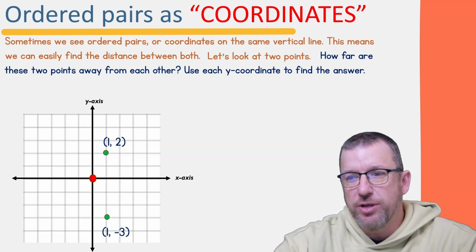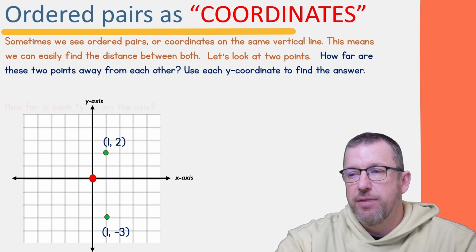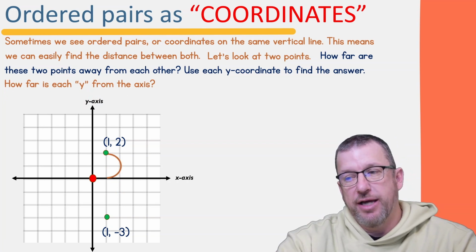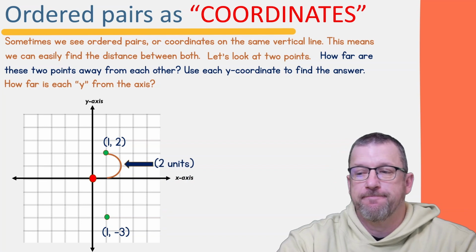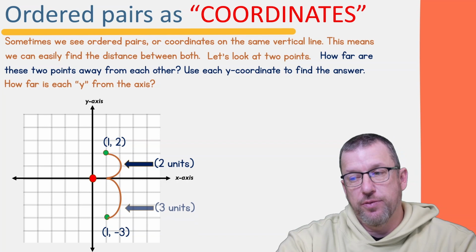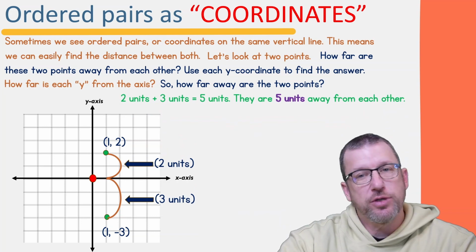Now, how far are these 2 points away from each other? Well, yeah, you could count all these squares and get to that point, but there's something that works a little better, okay? First of all, we have this top one that is 2 away from the x-axis. So it's 2 units away. How far is this bottom one from the x-axis? Well, it's 3 units away from the x-axis, okay? So how far are these 2 points away from each other? They're 5 units away from each other.